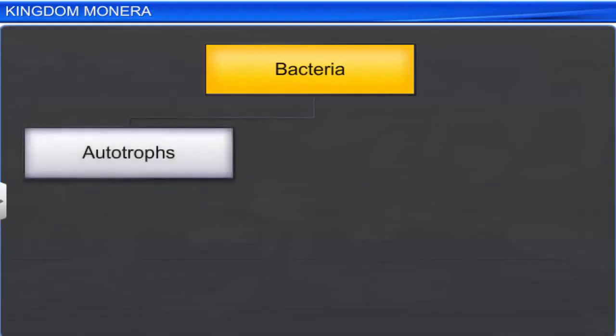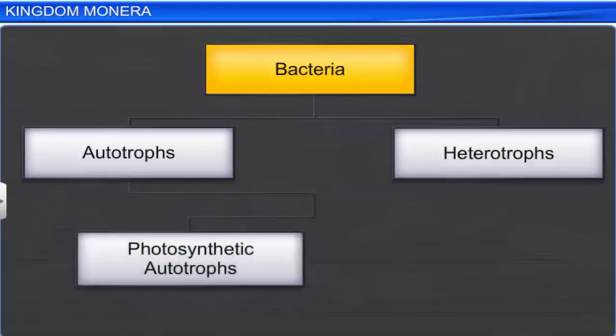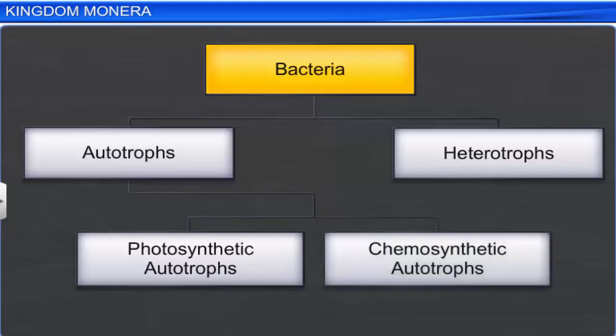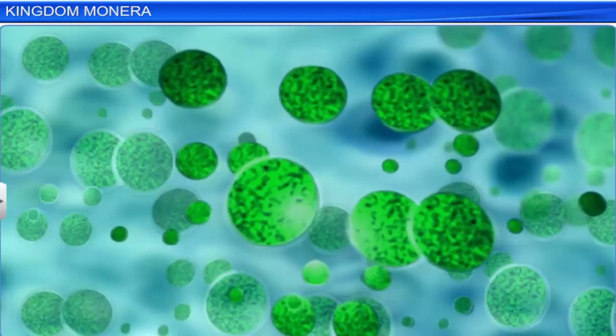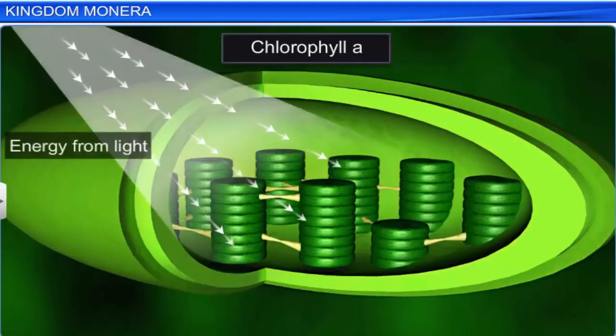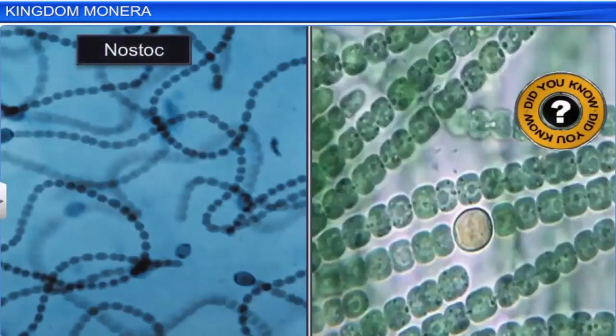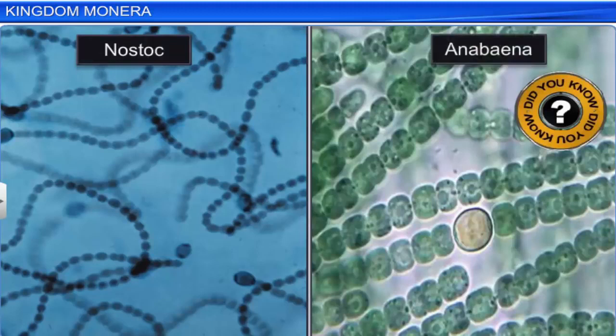Bacteria can be divided into autotrophs as well as heterotrophs. Autotrophs can further be classified into photosynthetic autotrophs and chemosynthetic autotrophs. Like plants, cyanobacteria have chlorophyll a, and they are, like them, photosynthetic autotrophs. That is, they synthesize their food by using light energy. Did you know, cyanobacteria like Nostoc and Anabaena can also fix atmospheric nitrogen in their specialized cells called heterocysts?